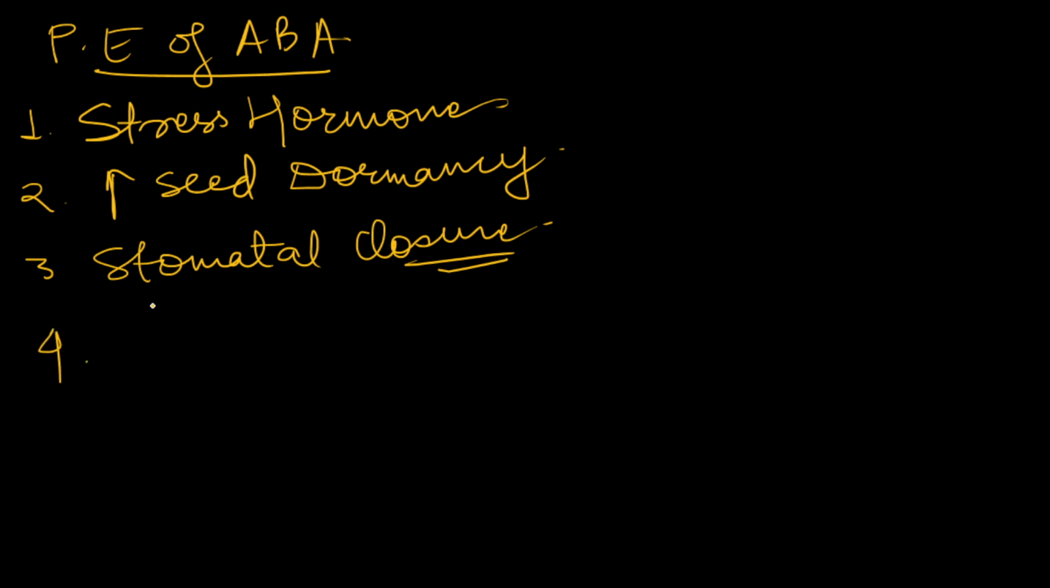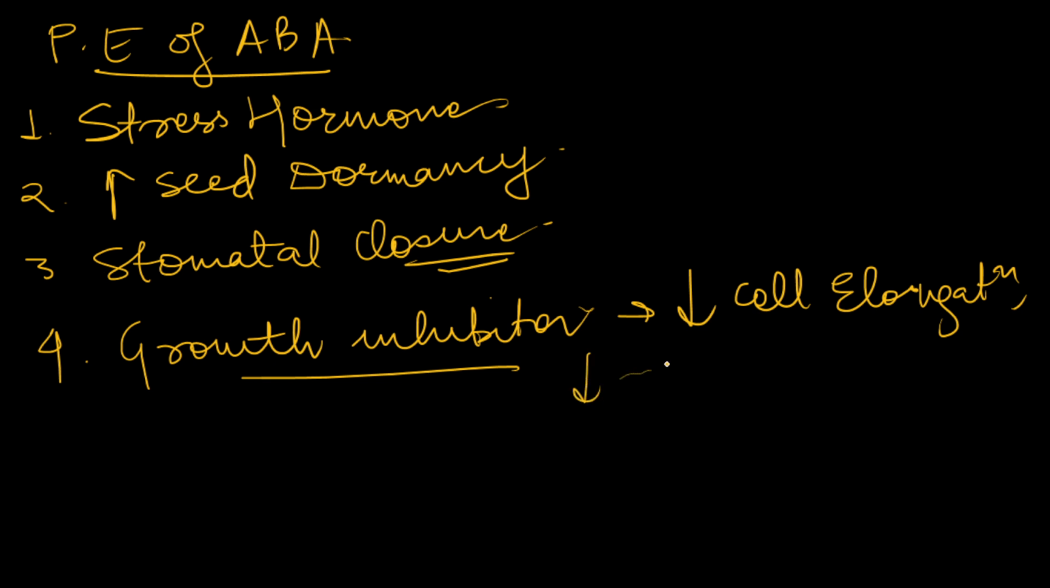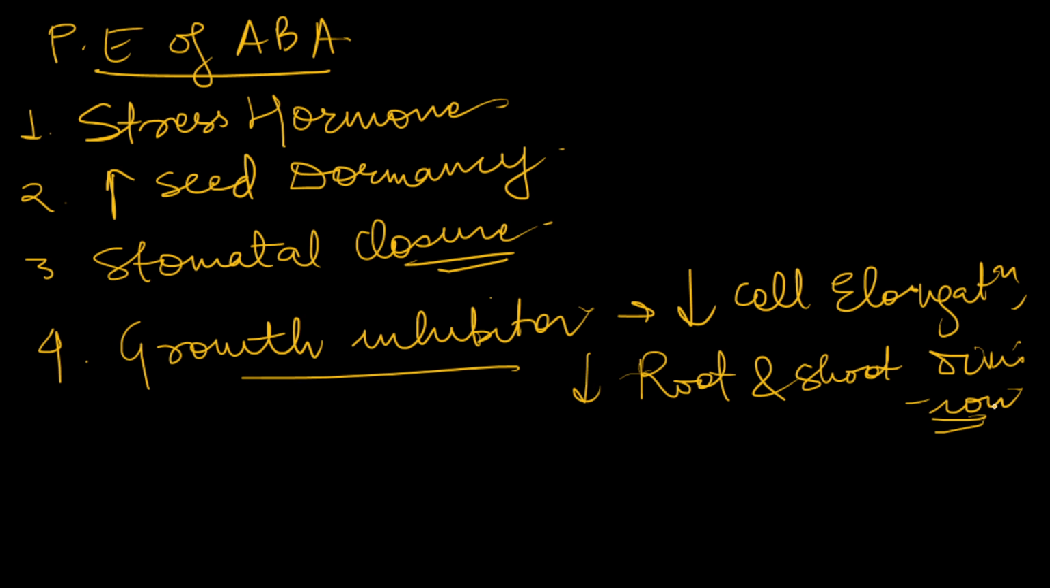Secondly, it is also a growth inhibitor. It opposes the actions of auxins and gibberellins. It suppresses cell elongation, and it also suppresses root and shoot division. So all these things can be mentioned.